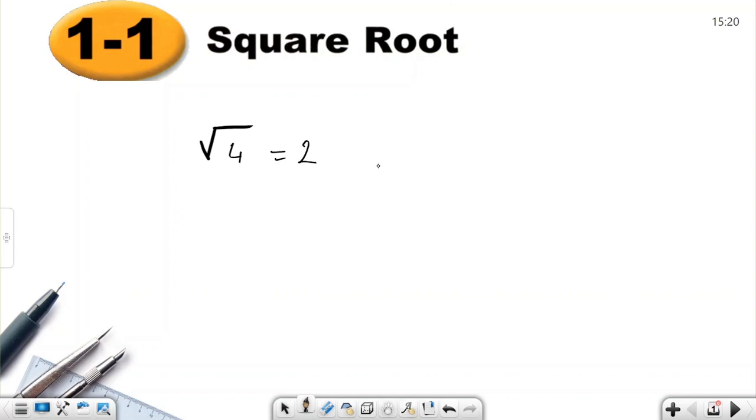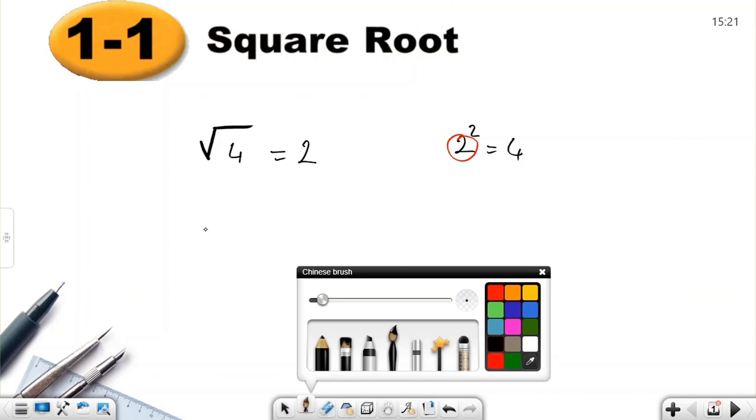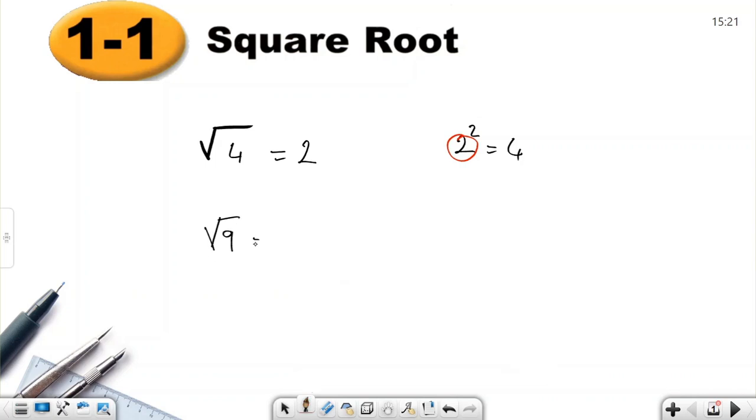So the connection between the square root and the number is the number squared is 4. What number squared is 4? As you see, 2 squared is 4. What about the square root of 9? That means 3. Why? Because 3 squared is equal to 9.